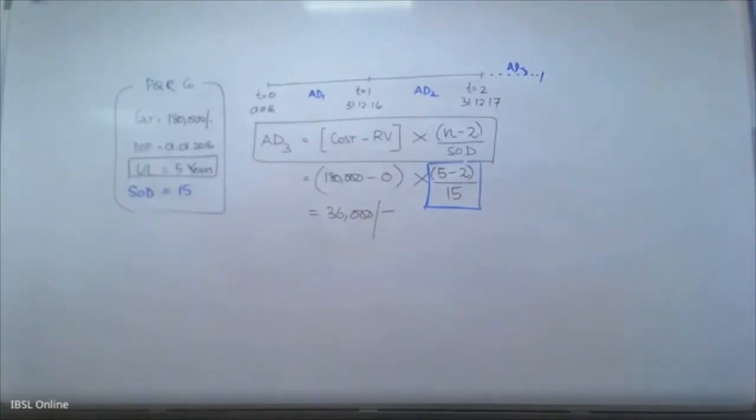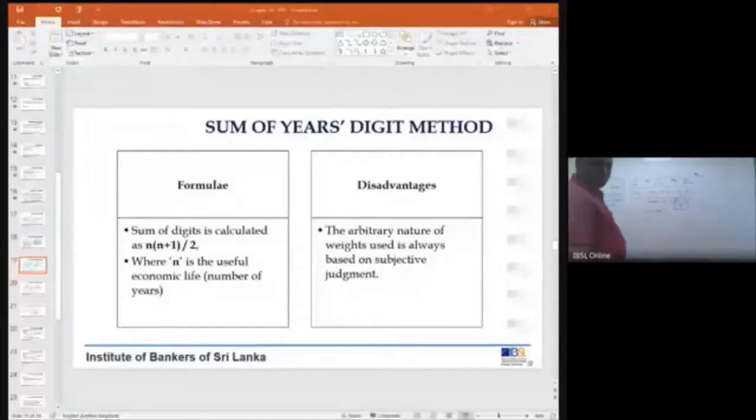Okay. So that is about the sum of years digits method. So that is the third method that we looked at. Next one, we are going to look at the machine hour rate method. Read the question.